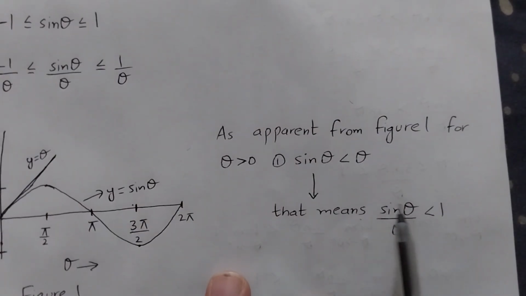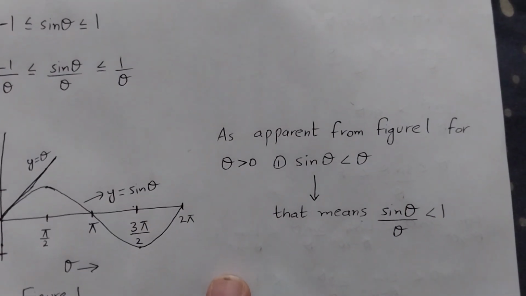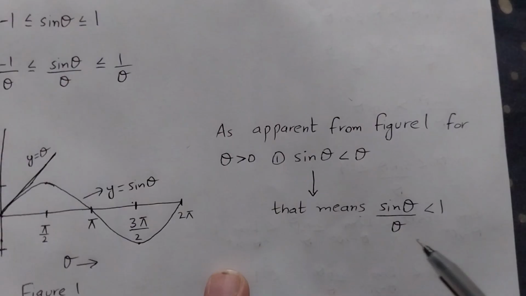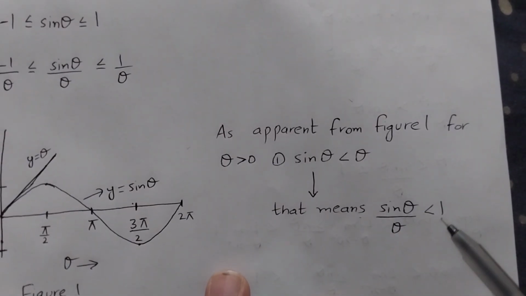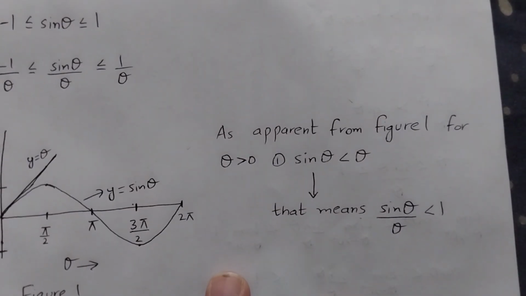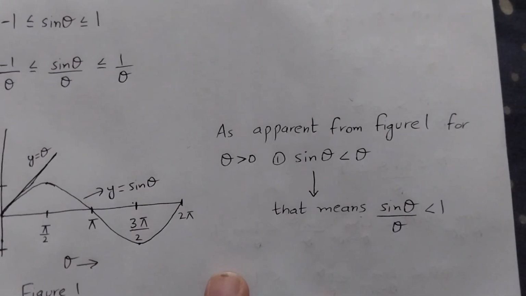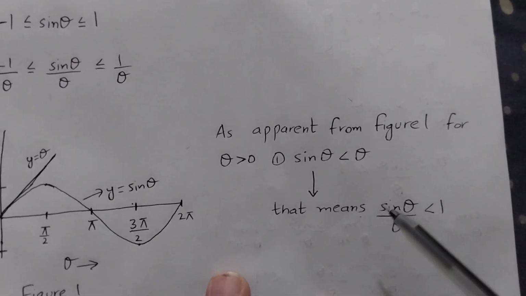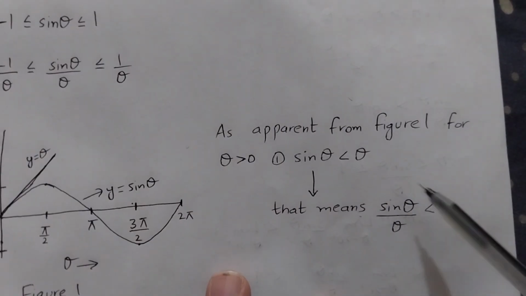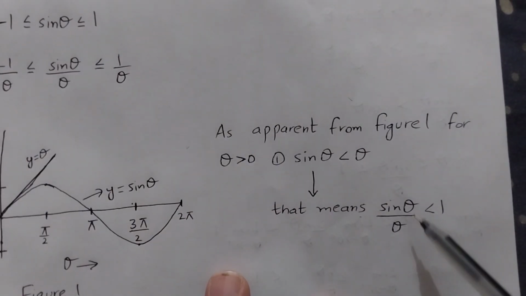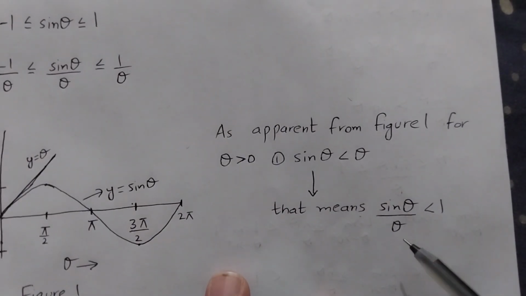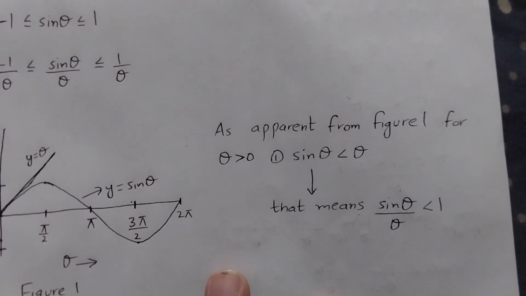Even if we put theta equal to 0 in this expression, we get sine 0 over 0, which is 0 over 0, which is the problem basically. That's why we can't directly find the limit of this thing, because when we put theta equal to 0, we get 0 over 0. And sine theta over theta will always be less than 1.